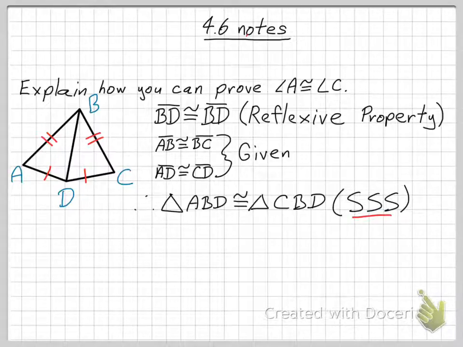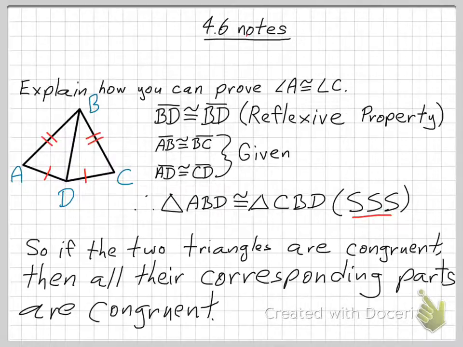We have these two sides are congruent, given. These two sides are congruent, given. And this is obviously congruent with itself, reflexive property. So we have side, side, side. So if the two triangles are congruent, then all their corresponding parts are congruent. So this is basically the new material today. This stuff is the new concept that we're doing today. Okay?